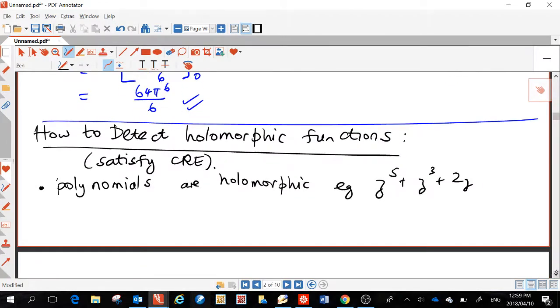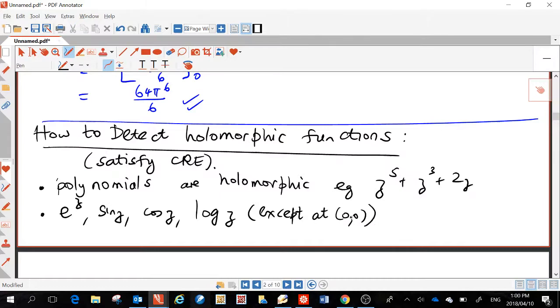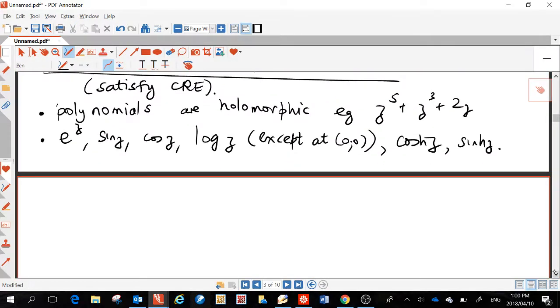Then your trig functions are also holomorphic. e to the z, sine z, cos z, log z, except at, anyone remembers? Where is log z not differentiable? Except the origin, log z. And cosh z, all of these functions are holomorphic. Sinh z and tan z and so on. You don't have to test them. You don't have to check the Cauchy-Riemann equations. You can accept that they are holomorphic.